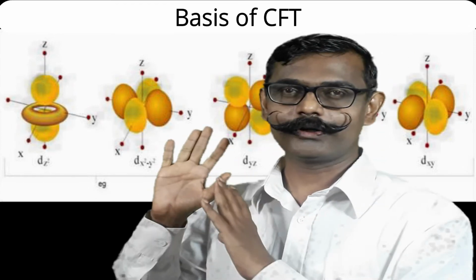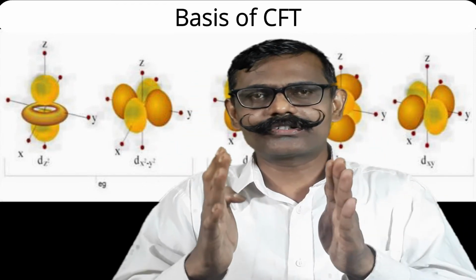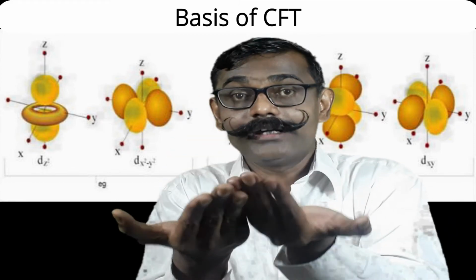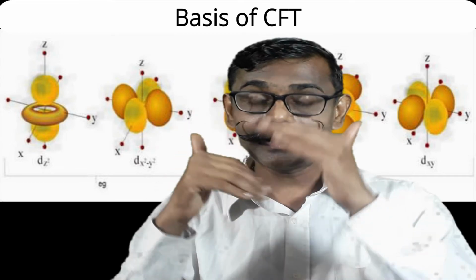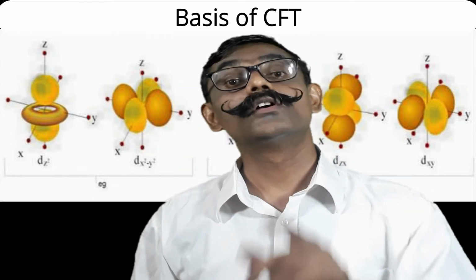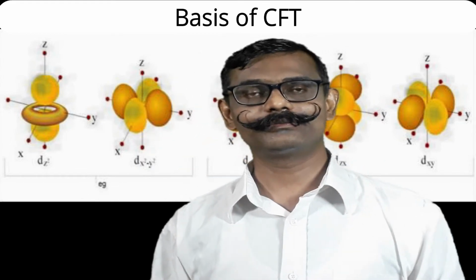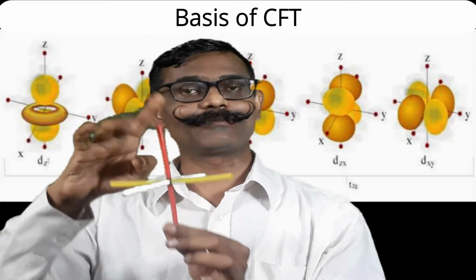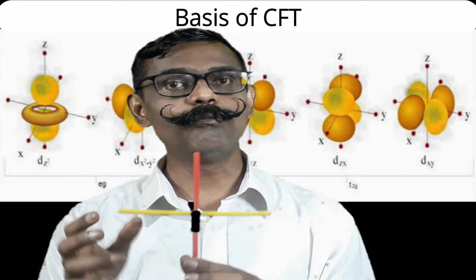This is very important. If this imagination and these shapes are clear to you, then the next part, the interaction and accordingly the energetics of various orbitals, will be perfectly clear to you. To make this concept clear, I explained with this model so that the concept will be more clear.